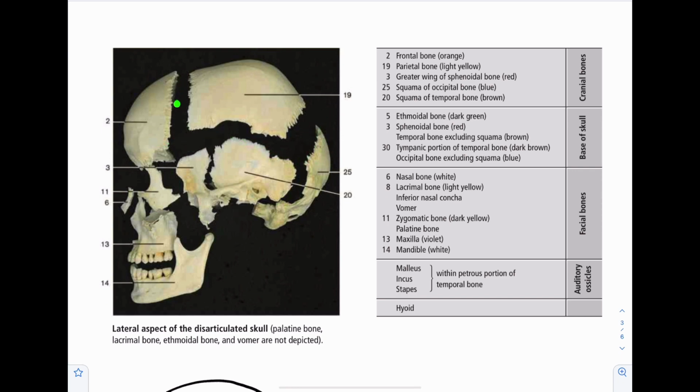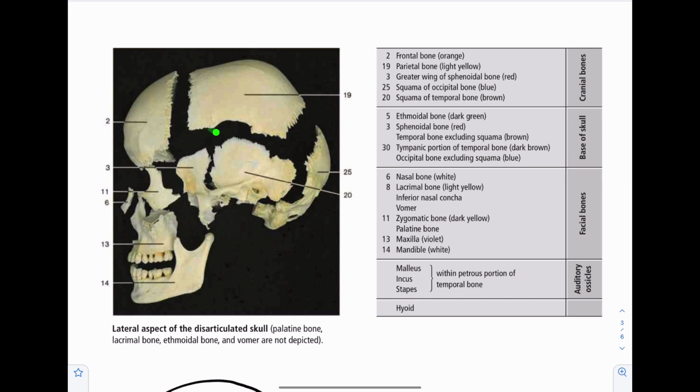And you can see this right here, where this suture would be, is the frontal bone. Number 2 is frontal. This is the parietal bone on 19. And so the suture right here would be the coronal suture. When we look here, this is where the parietal bone meets the temporal bone. So where the parietal meets the temporal is going to be what? Give you a second.